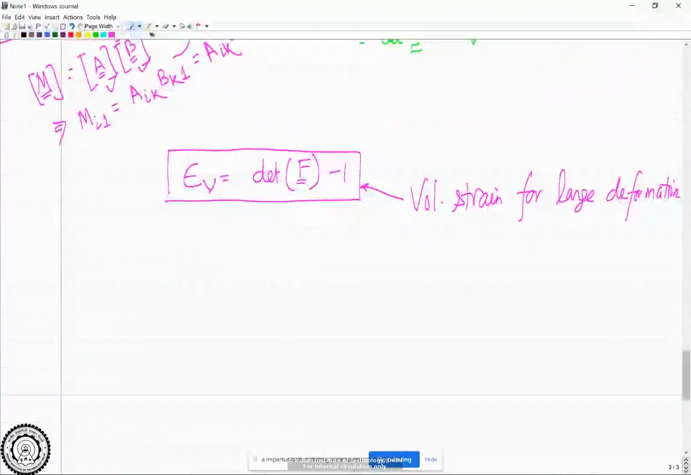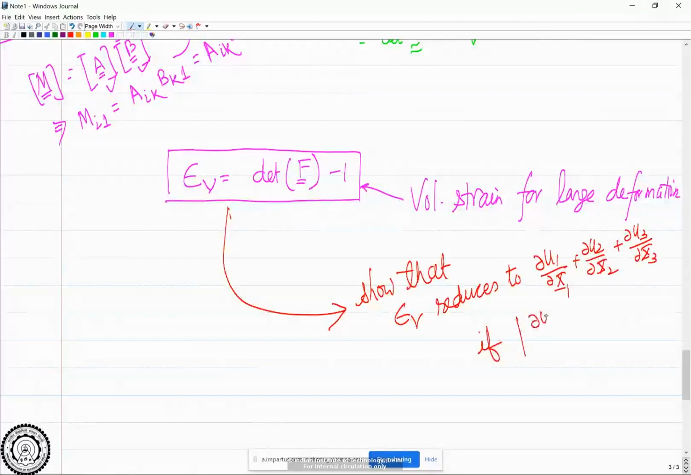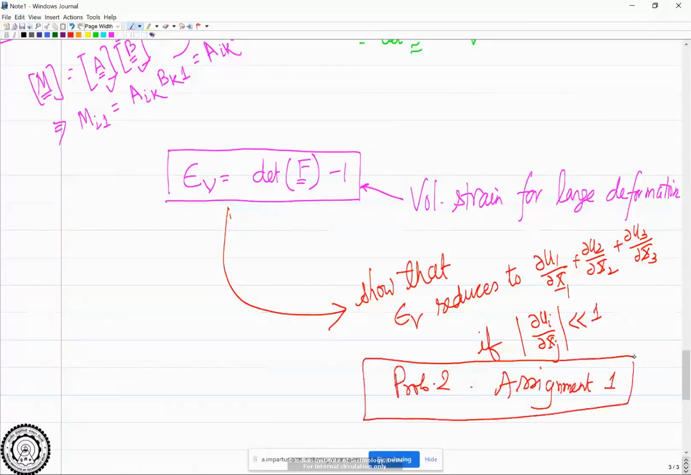The second question for assignment 1. Show that epsilon V reduces to del U1 by del X1 plus del U2 by del X2 plus del U3 by del X3 if del Ui by del Xj is much less than 1. Okay, this is problem 2, assignment 1. And you'll have to submit it in a week through Gradescope. And do it very nicely in the language that we are learning.